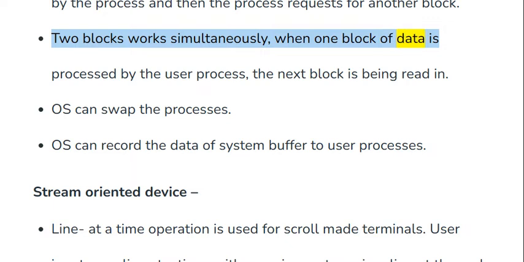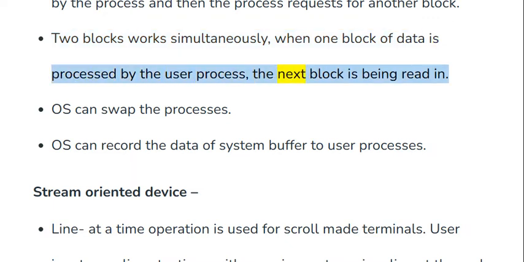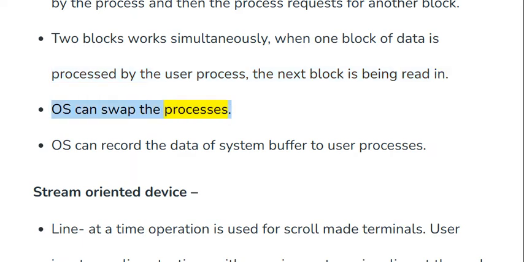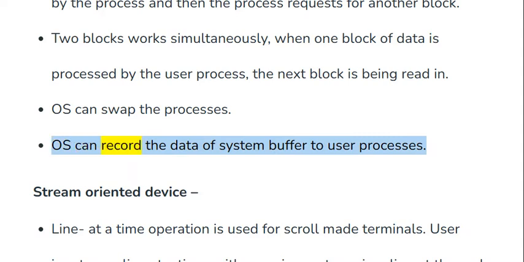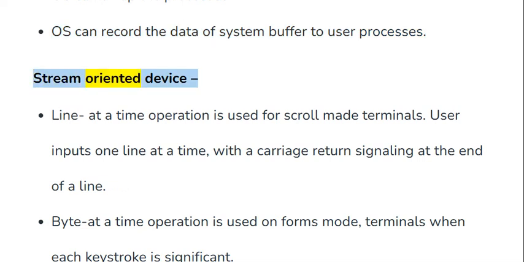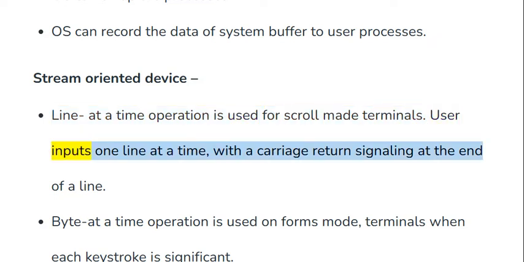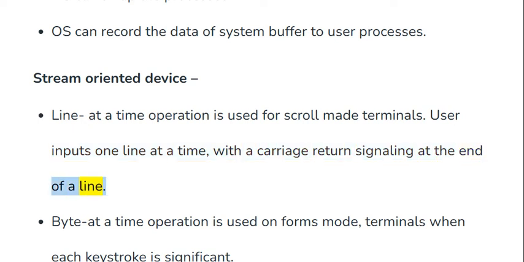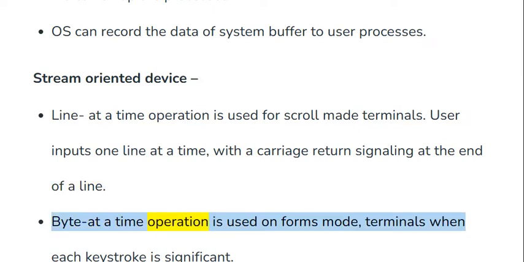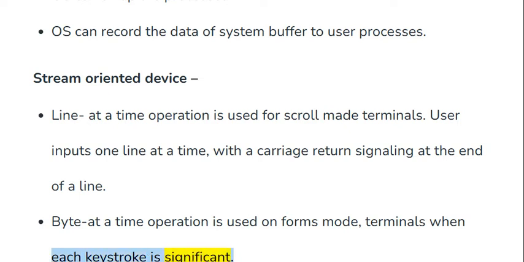When one block of data is processed by the user process, the next block is being read in. OS can swap the processes. OS can record the data of the system buffer to user processes. Stream-oriented device. Line-at-a-time operation is used for scroll-mode terminals. The user inputs one line at a time, with a carriage return signaling the end of a line. Byte-at-a-time operation is used on forms-mode terminals when each keystroke is significant.